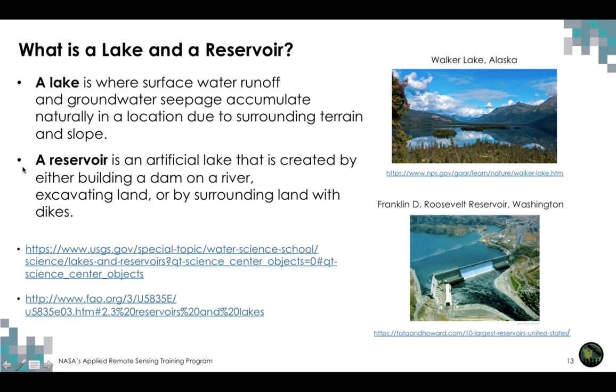Whereas a reservoir is an artificial lake, a man-made lake that is created by either building a dam on a river, or excavating land, or by building dikes around land to hold water. So that's an artificial lake. The example here is in Washington State, Franklin Roosevelt Reservoir. You can also see the dam, which was built to make this reservoir.